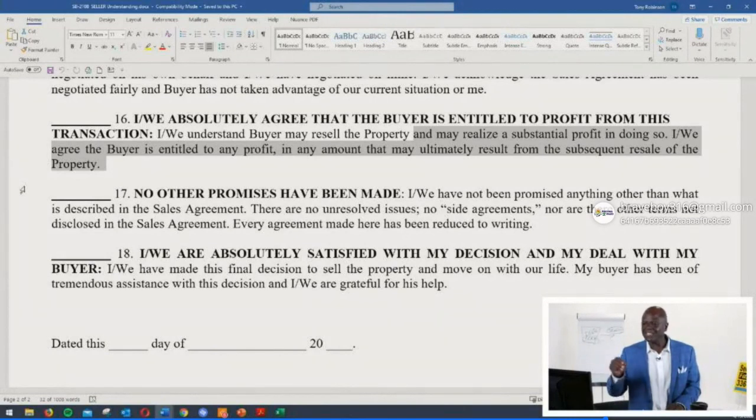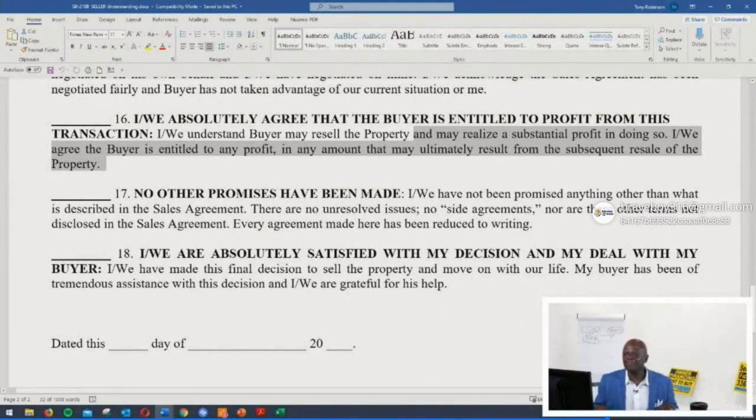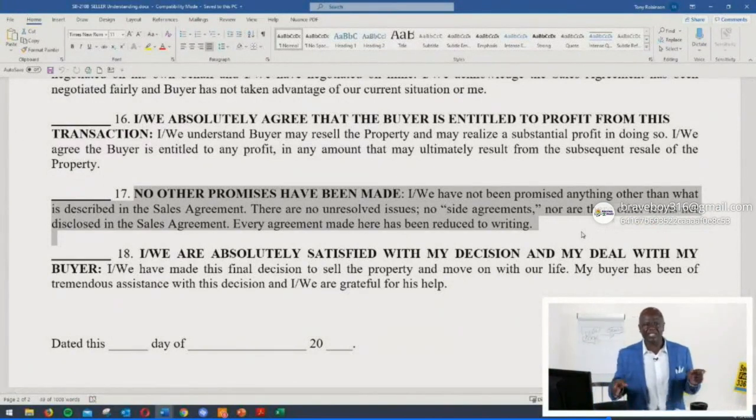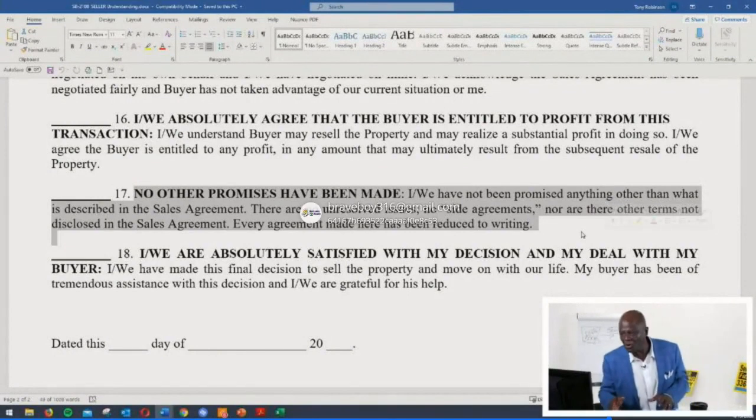No, we don't just line through and sign at the bottom. Their initials will be in each and every one of these provisions and paragraphs. All right. 17 says that no other promises have been made. There's no side agreements. There's nothing else going on. So when they come back 2 years from now and say, well, he told me he was going to do this and that, you ain't told him nothing.